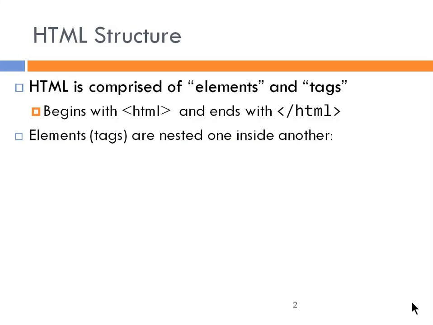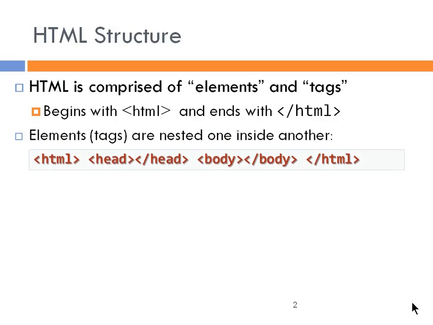Now, elements. Elements are nested one inside another. For example, see this. We have written a small example which has the html tag opening, then in that we have the head tag opening and closing, then the body tag opening and closing, and then we have closed the html tag. So this is nothing but a nested form of HTML. HTML has another tag inside it, so it is called nested.